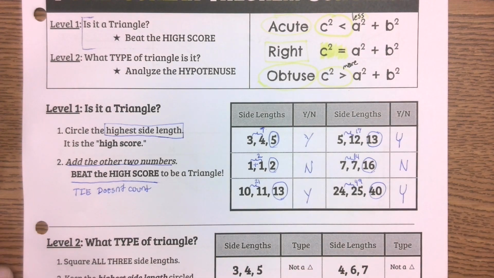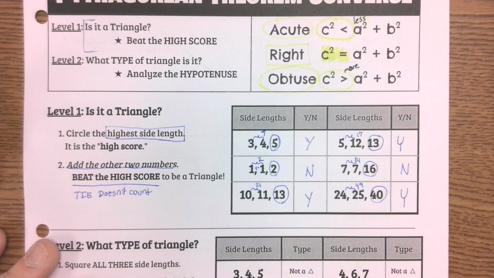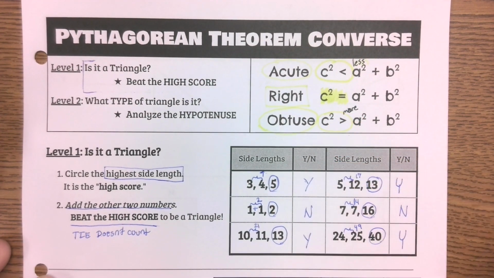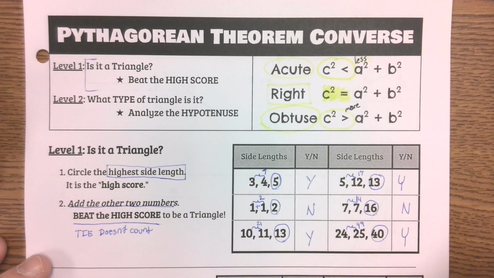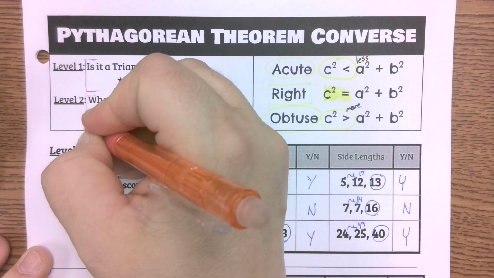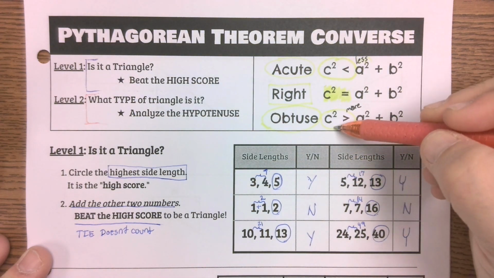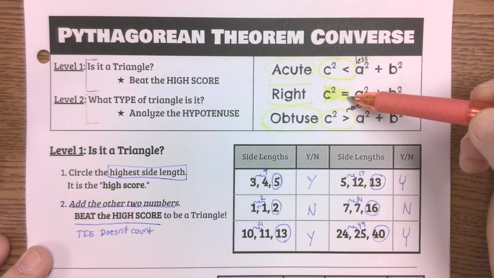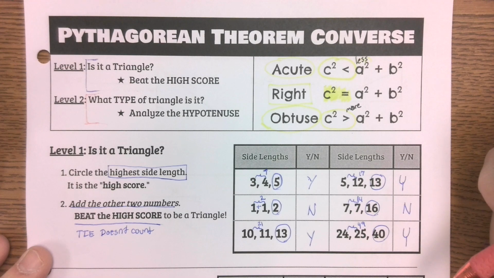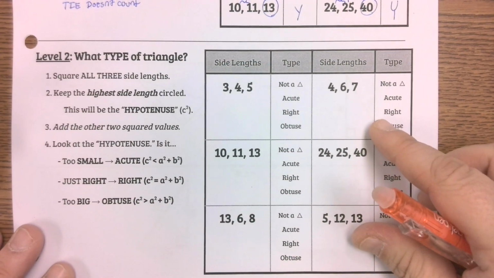Okay, so that's the first step that we're going to need to do when we're trying to figure out whether or not it's right, acute, or obtuse. First step, I have to check and see, does it even make a triangle? The second step is, what type of triangle is it? So if it does make a triangle, I need to check and see if the hypotenuse is equal, less, or more. Okay? So let's take a look at how we go about doing that process.